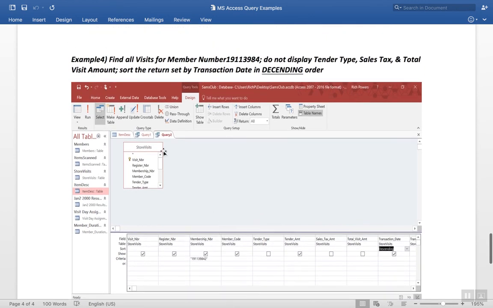Okay, this one gets started a little bit. This is also a single table. We want all visits for member number 191,139.84, don't display the tender type, sales tax, or total visit amount, and then sort by the transaction date in descending order. When we say descending order, what that means is we go from the most recent date to the earliest date.